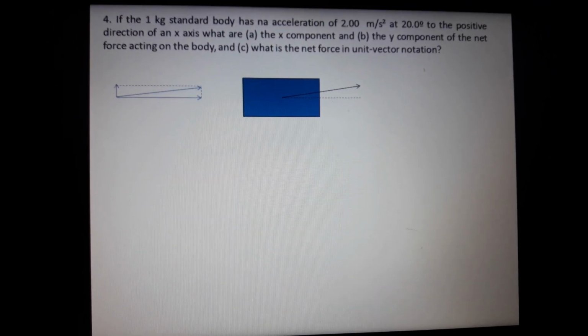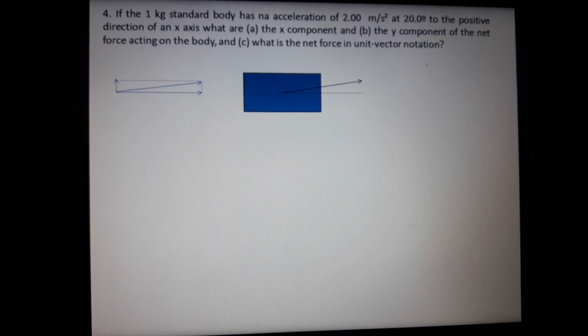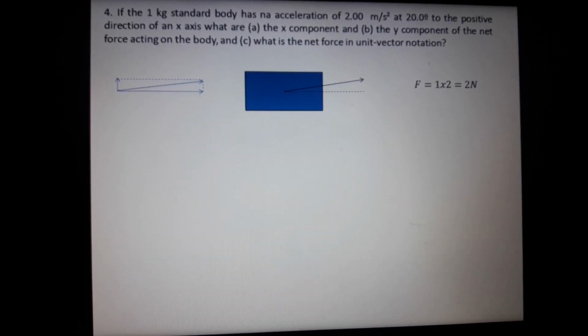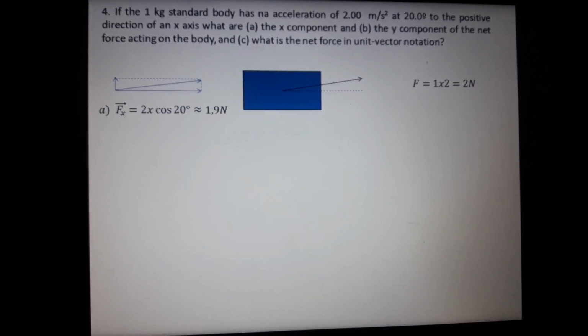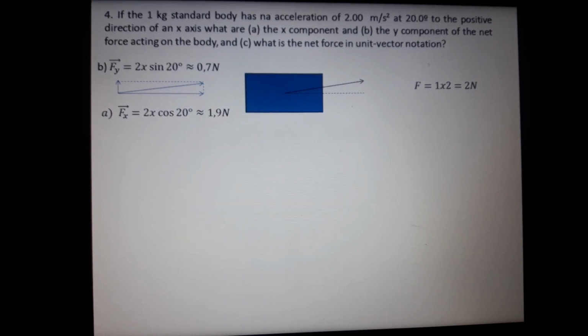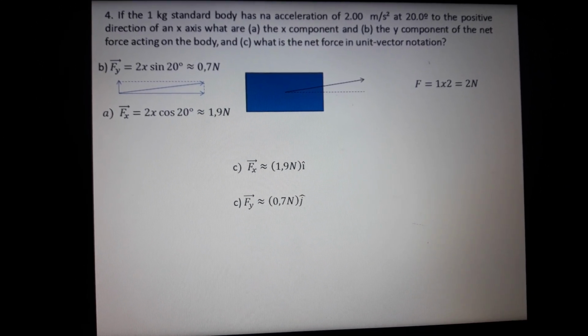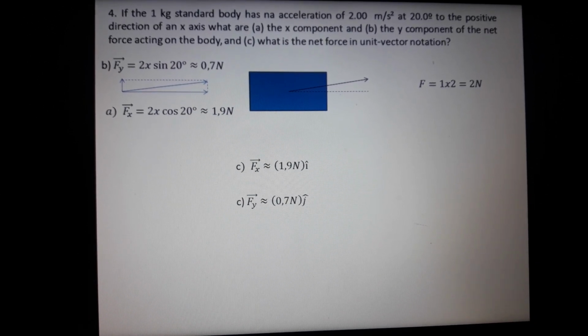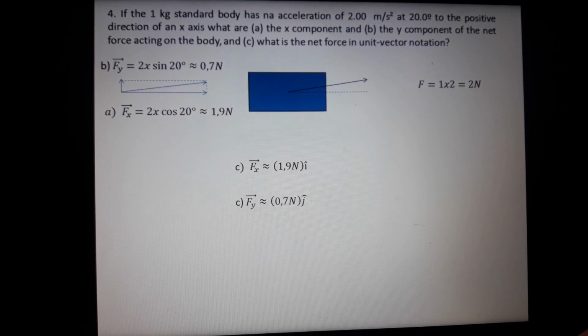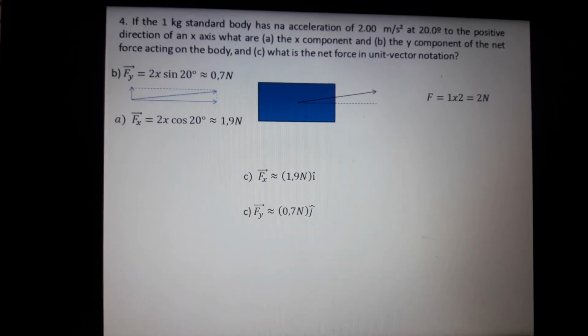Stop now, you can do it. Okay, let's do it. We find the force in x and the force in y, and put it in vector notation as the exercise asked for.